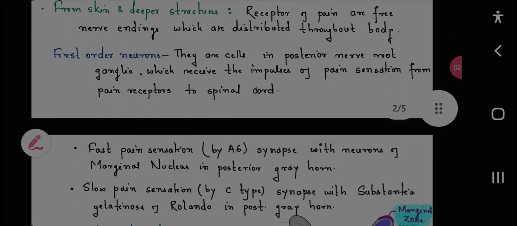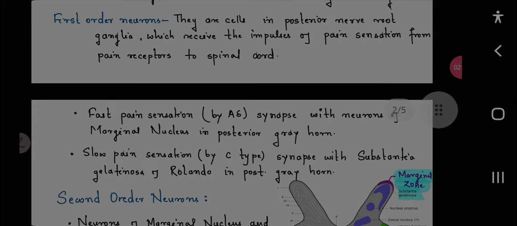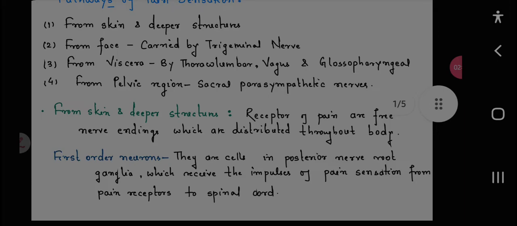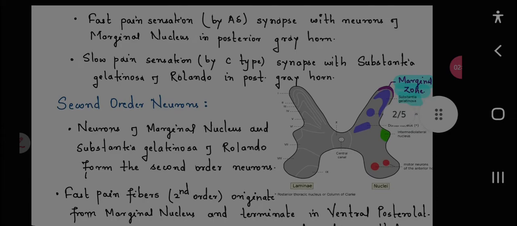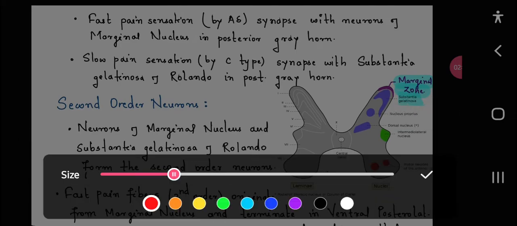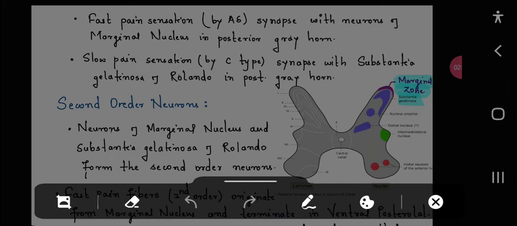First order neurons. These are cells in the posterior nerve root ganglion which receive the impulses of pain sensation from pain receptors to the spinal cord. Fast pain sensation, A delta fibers, synapses with neurons of the marginal nucleus in the posterior gray horn. Slow pain sensation by C type synapses with the substantia gelatinosa of Rolando in the posterior gray horn.